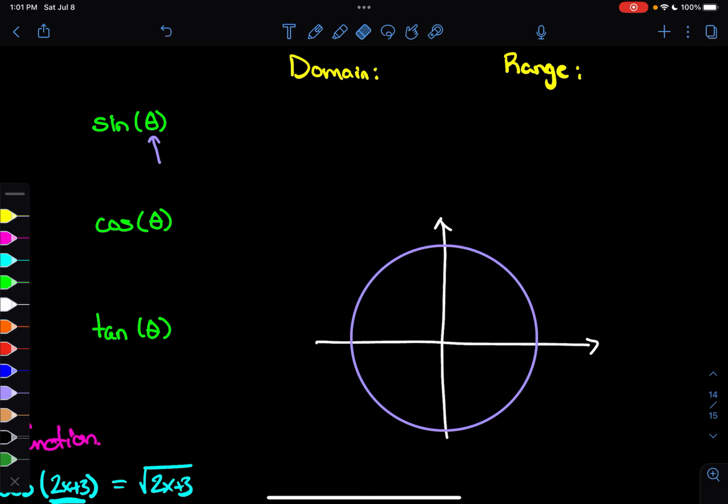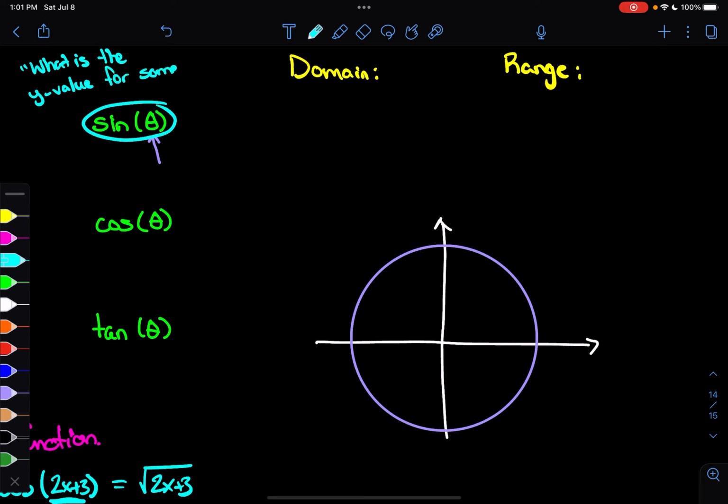Could I put in 0 degrees? Remember that sine of theta is asking, what is the y value for some angle theta on the unit circle? This is the easiest way we have to really understand what this means. So at 0 degrees, we know the y value is 0. At 45 degrees, we know it's root 2 over 2. At 90 degrees, we know this point is the point (0, 1), so the y value is 1.